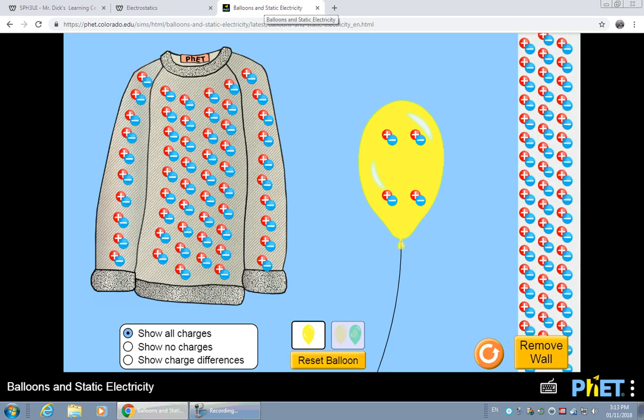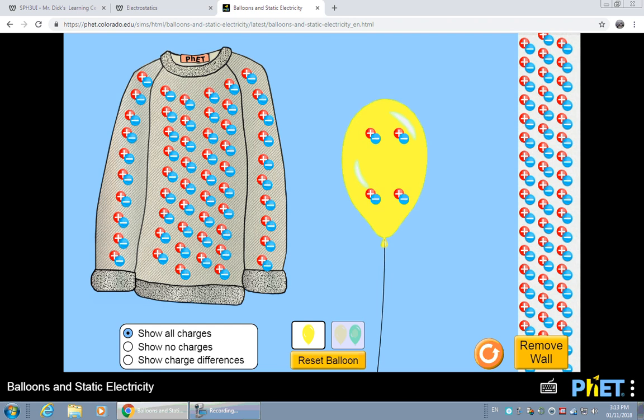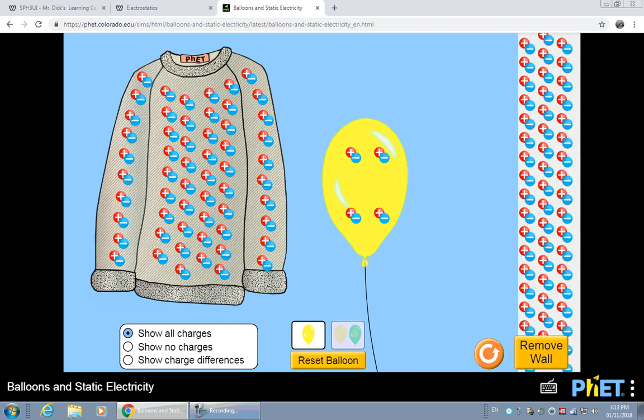So actually what I can show first with this little simulation is charging by friction. So right now I've got a little balloon, and it's a neutrally charged balloon. It's got an equal number of positives and negatives. And I've got a sweater beside it. It's the same. It's neutrally charged, an equal number of positives and negatives.